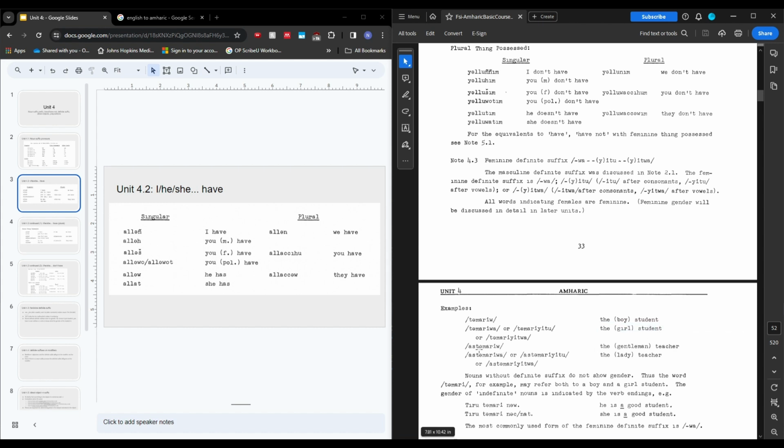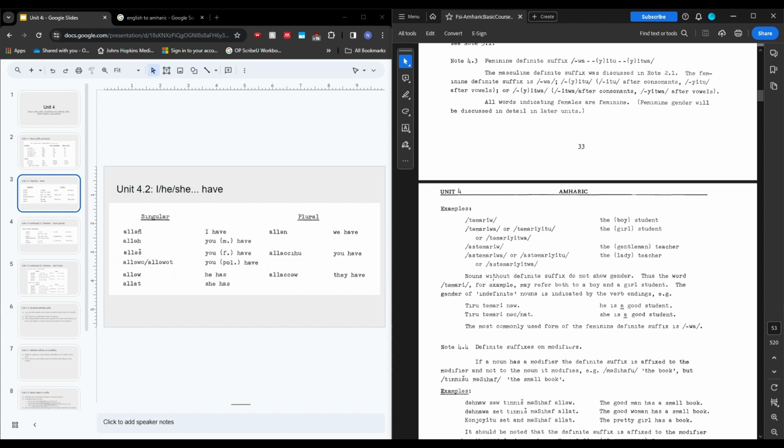Astamari by itself means teacher. Astamariu, I think is how this is pronounced, would imply that this is a male teacher. And then of course there's Astamariwa, Astamariyitu, and Astamariyitwa to be able to say the lady teacher. What I was saying earlier is that nouns without the definite suffixes don't show gender. Like tamari by itself is just student, and this can either be a boy or a girl student. And then when you have these definite suffixes attached, you can imply the gender of whatever noun you're talking about.